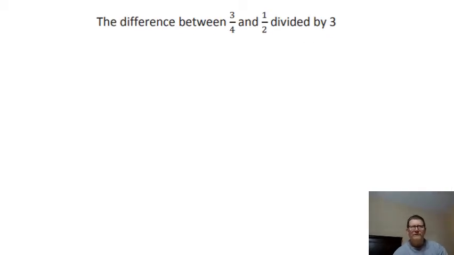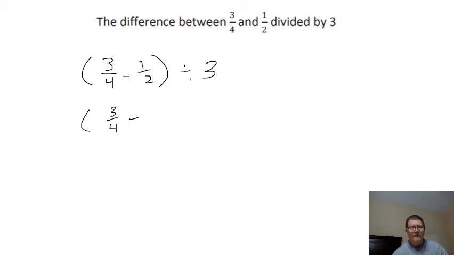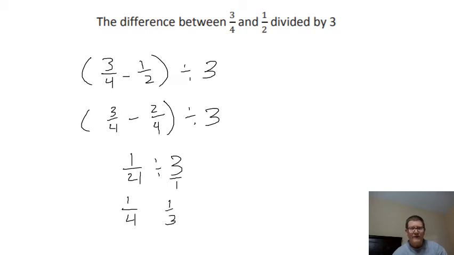Next one, the difference between 3/4 and 1/2 divided by 3. Well, difference tells us we need a parenthesis, and divided by 3, so it has to be on the right side. First thing we look to see, can I turn one into the other? Yes, I can turn 1/2 into 4ths by multiplying by 2. So 2 times 1 is 2, 2 times 2 is 4, so I end up with 3/4 minus 2/4 divided by 3. Now when we subtract, we end up with 1/4 divided by 3. Now we're going to do our flip, skip, and multiply. So I'm skipping my quarter. I'm going to flip this 3, so instead of 3 over 1, it's going to be 1 over 3, and I'm going to multiply. Ends up being 1/12 was our final answer.